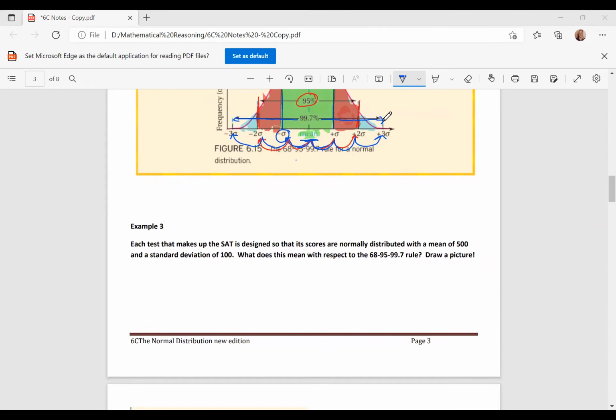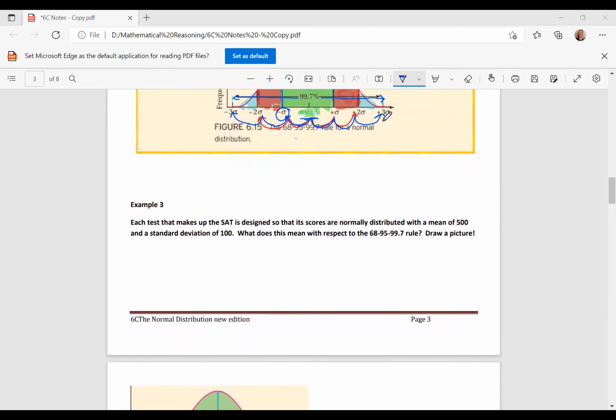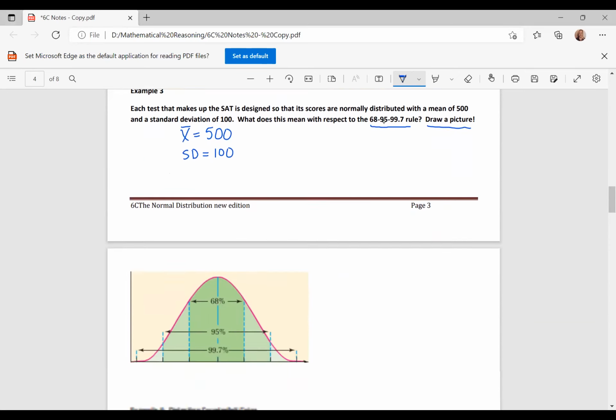So let's talk about what that means in a real world problem. Each test that makes up the SAT is designed so that its scores are normally distributed with a mean of 500, and a standard deviation of 100. What does this mean with respect to the 68, 95, 99.7 rule? Draw a picture. We already have a picture here.